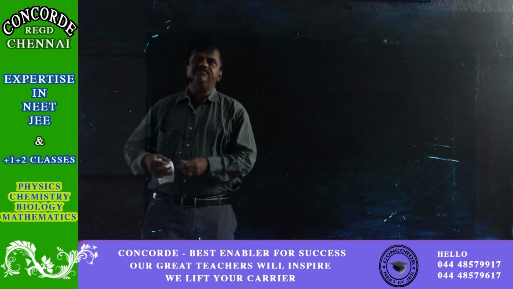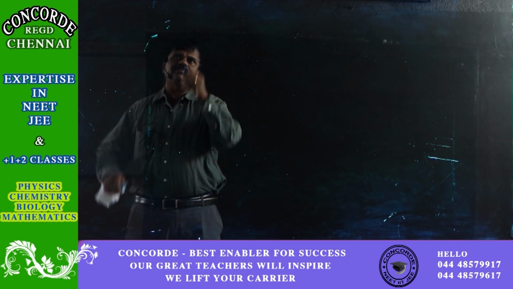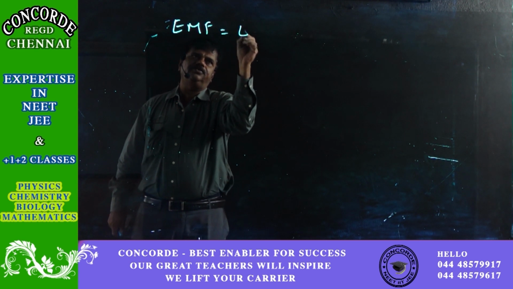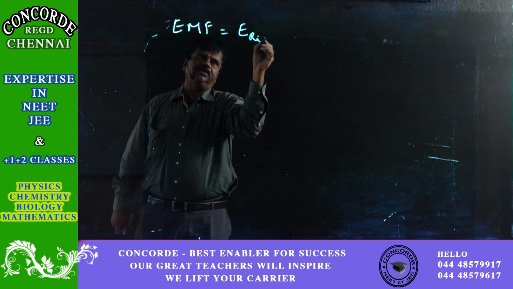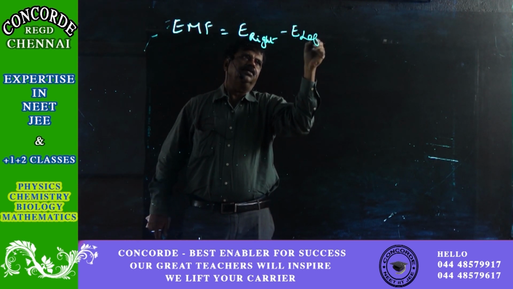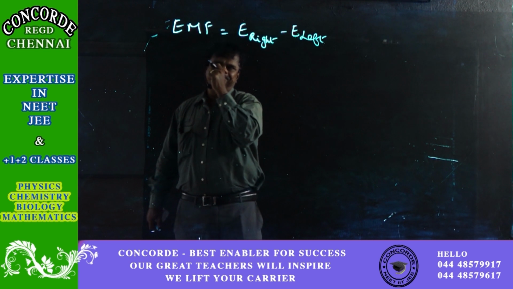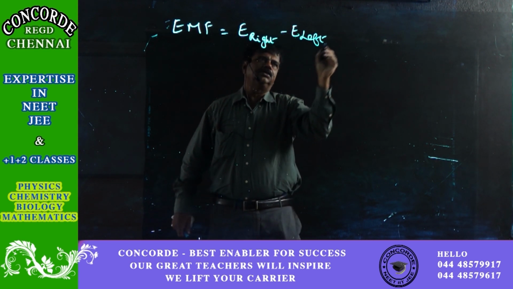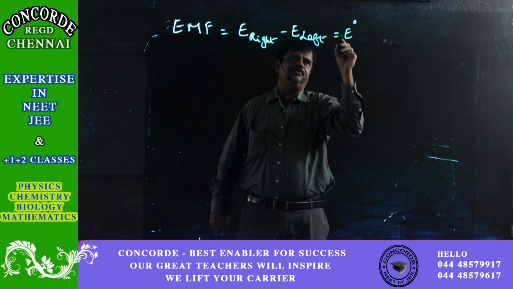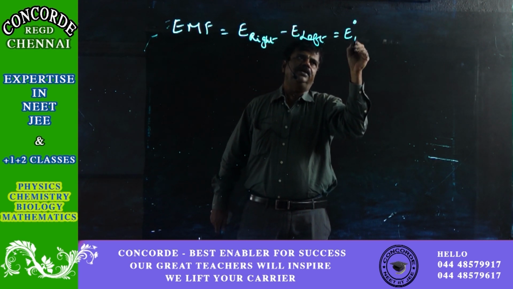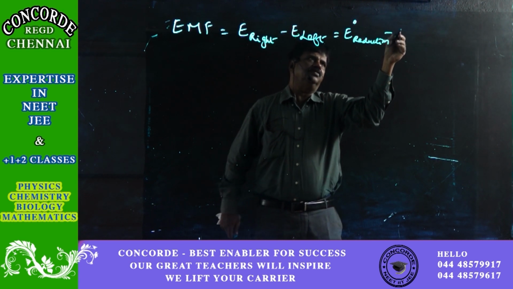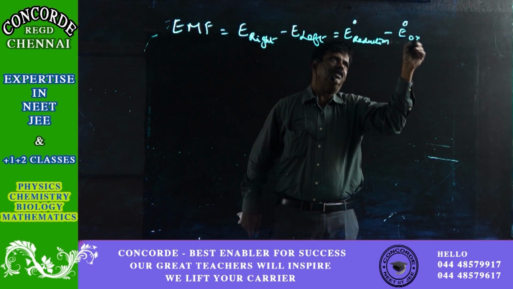We have seen the EMF. For your convenience, I will write it a little more legibly: EMF is equal to E right minus E left, or E standard reduction potential, E naught of reduction, minus E naught of oxidation.